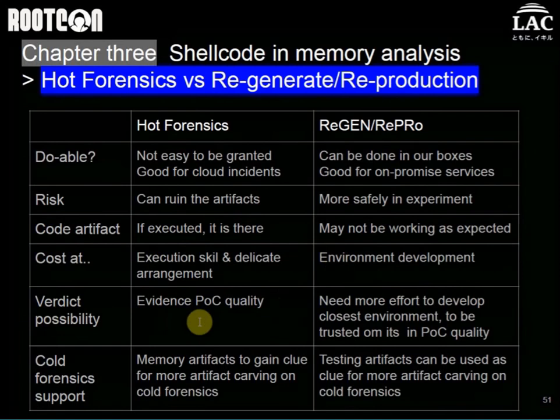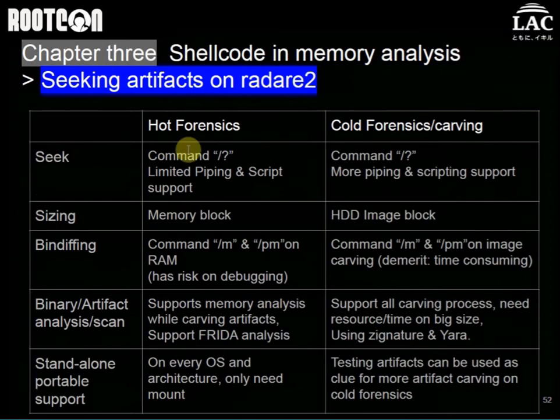Verdict possibility for the evidence: POC quality on hot forensic is high. For regeneration, we need more effort to develop the environment as close to the real one as possible to gain the POC quality. Cold forensic support: for the hot forensic, every artifact can be used for the search, and in the regeneration, the testing artifact can be used as the clue for more artifact carving or on the cold forensics too. Well, this is actually summarizing the forensics from hot to cold.